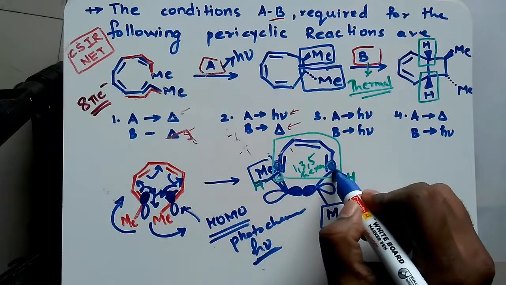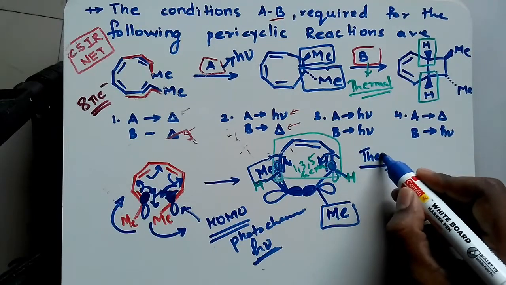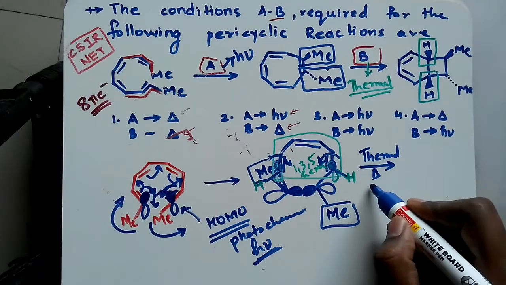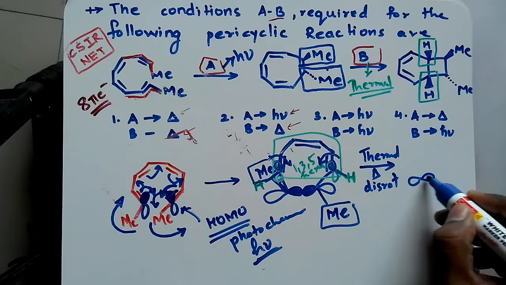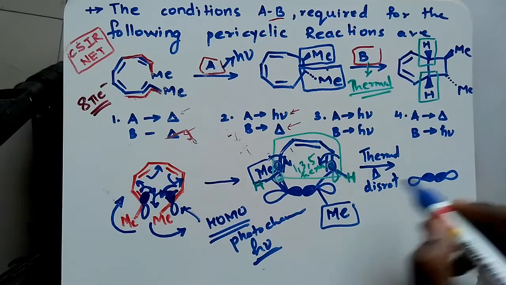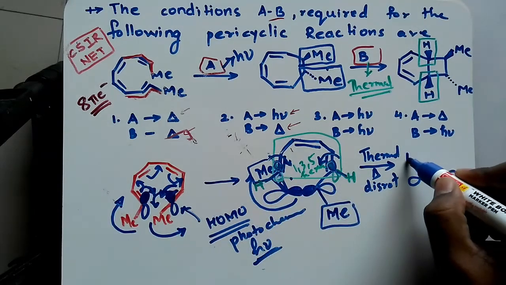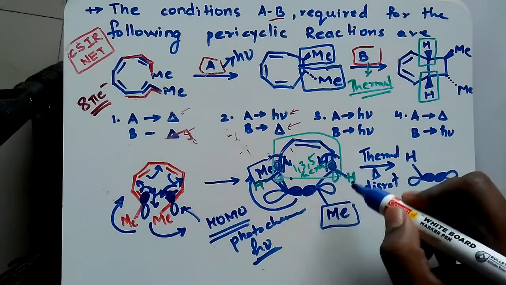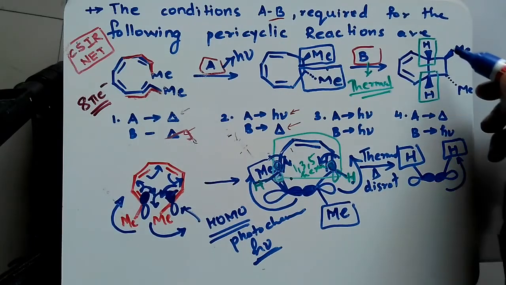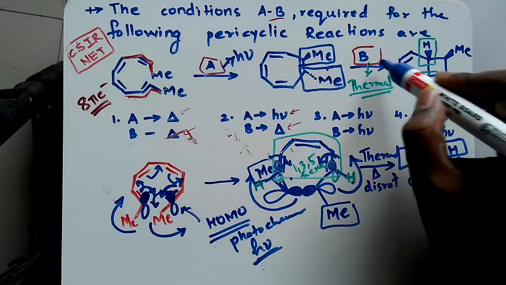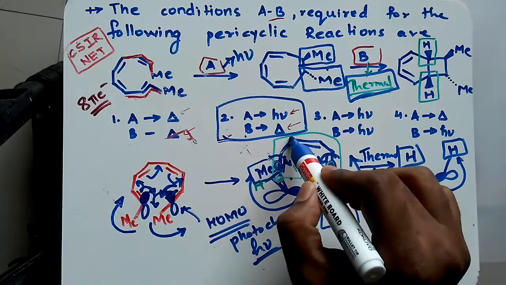Suppose I want to bring the positive phases together, I go for this rotation, that is in thermal condition. In thermal, that is delta, it is disrotatory motion. Both the positive phases can meet. Yes, they have to meet positive with positive. What happened to this hydrogen? Since we are rotating it in the clockwise direction, the hydrogen went on top. This hydrogen, since we are rotating in the anti-clockwise direction, also goes on top. So here, both the hydrogens are on the same side. So this is the condition. Here it is H nu, and in this case it will be thermal. So option 2, that is A is H nu, B is thermal, is the right choice.